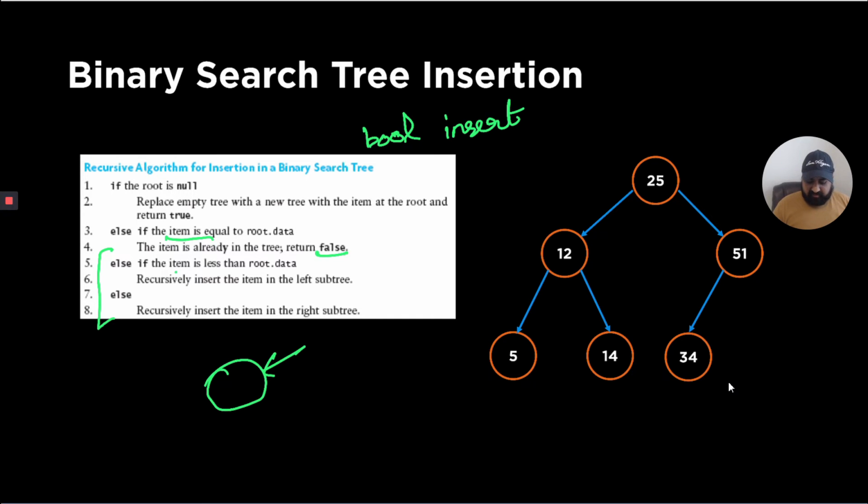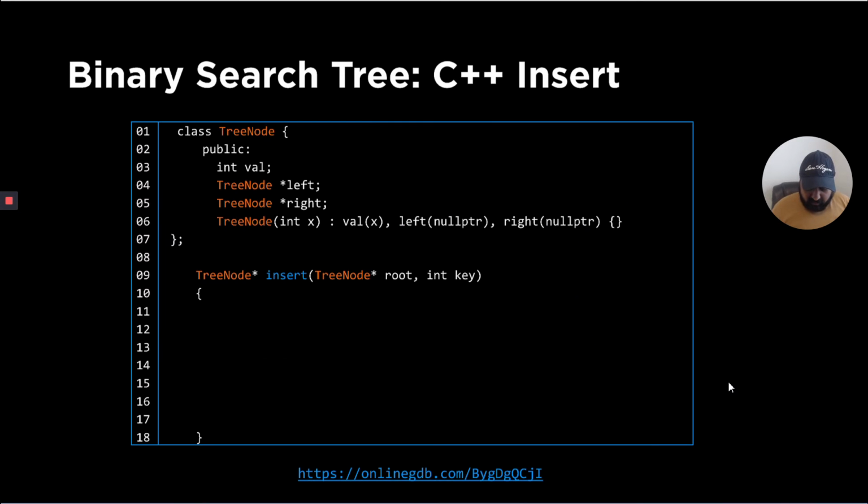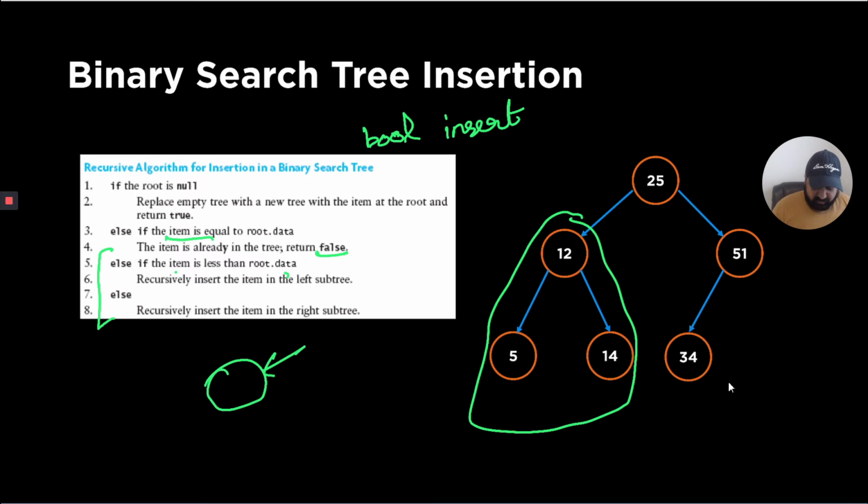Otherwise, you'll compare: if the item that you are trying to insert is less than the root data, you recursively insert the item in the left subtree, or recursively insert the item in the right subtree if it is greater. So here again, this points to the actual code for insertion. So let's try to translate this recursive algorithm from pseudocode to actual code.